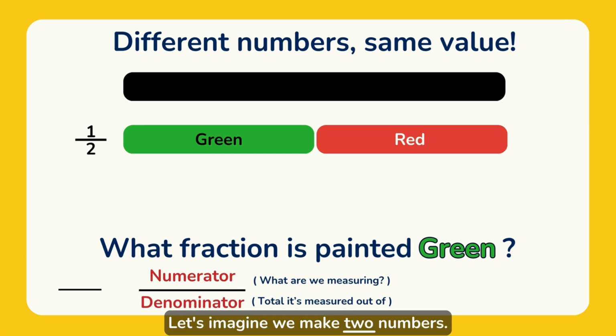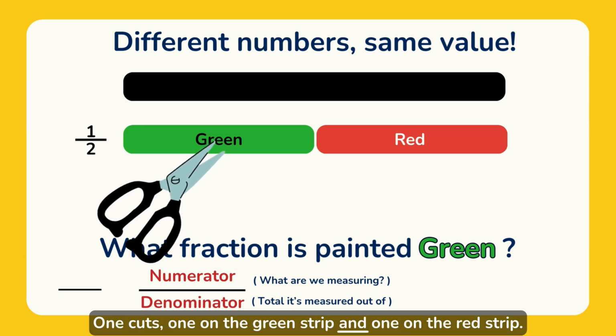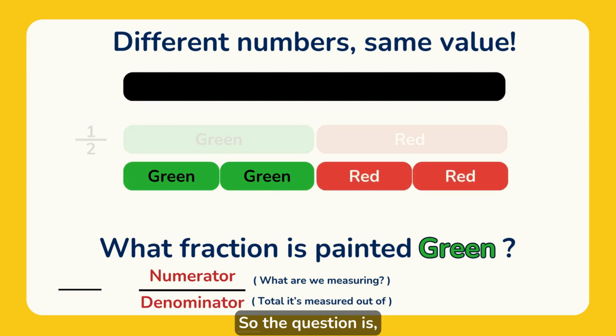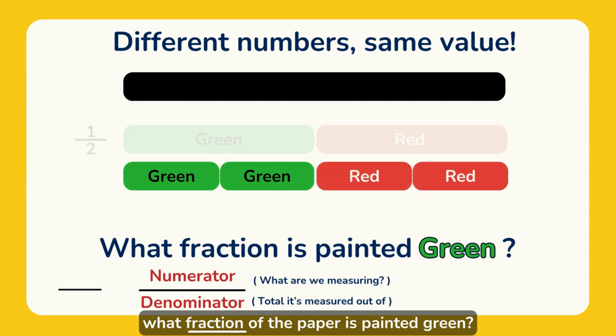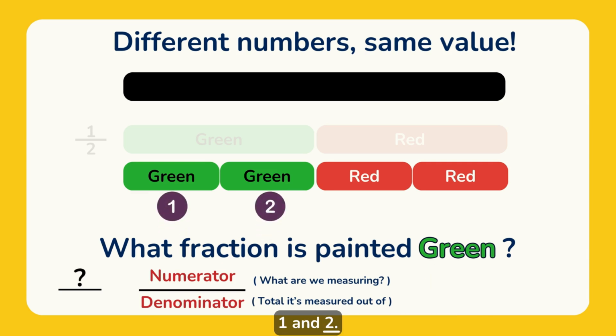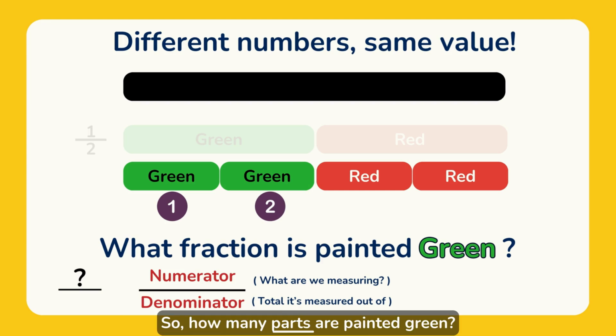Let's imagine we make 2 more cuts, one on the green strip and one on the red strip. Now, we have 4 equal strips of paper. So the question is, what fraction of the paper is painted green? Let's count the green pieces together. 1 and 2. So, how many parts are painted green? That's right, 2. That gives us our numerator.